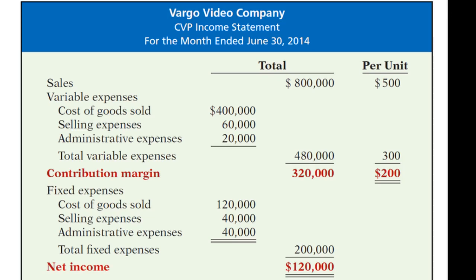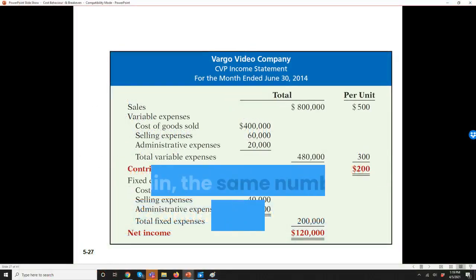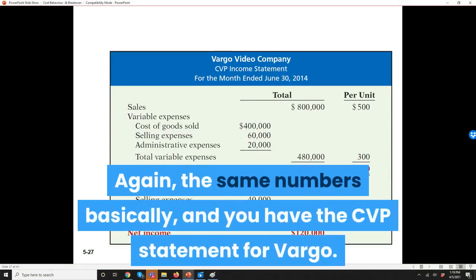Now I can go one step further. I can break this into units. I can look at what's called the contribution margin per unit. Sales is $500 per unit. So when I make a sale, income is $500, I have to set aside $300 to cover my variable costs, which leaves me with $200. And that $200 then contributes to my fixed costs. So that's another way of looking at an income statement. Again, the same numbers basically, and you have the CVP statement for Vargo.